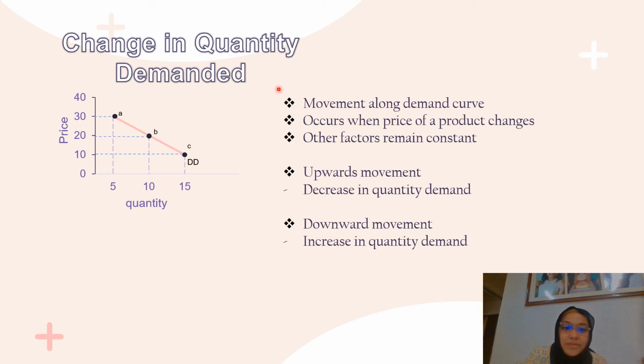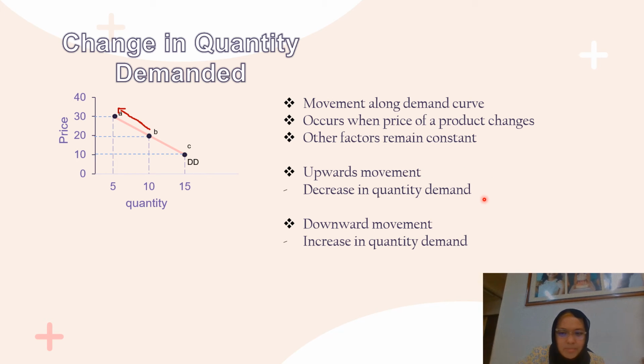So first we have the change in quantity demanded, where it happens to be a movement along the demand curve. You see this is the demand curve, so it either moves upwards or moves downwards. It occurs when the price of the product changes but other factors remain constant. So the graph is plotted price against quantity. To relate better with the upward movement and the decrease in quantity demanded, we take this one as an example. From B to A, there is an upward movement and a decrease in quantity demanded.